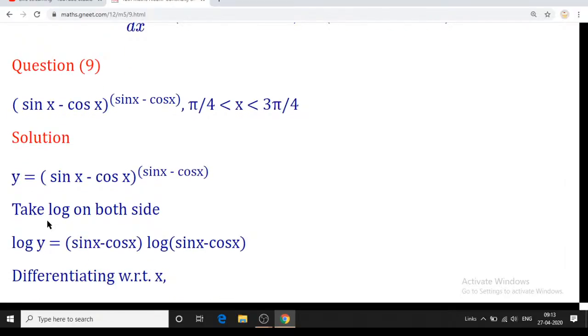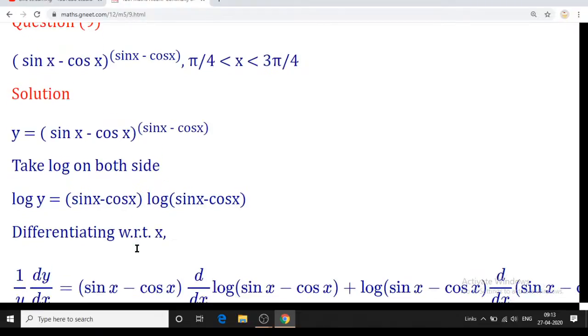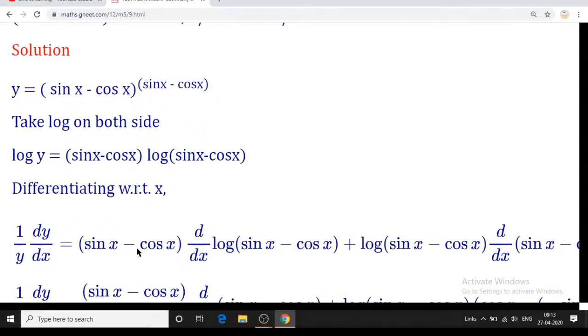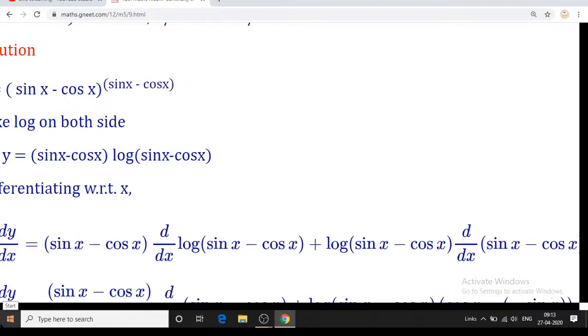So when we take a log on both sides, log y is (sin x minus cos x) log of (sin x minus cos x), because this power comes as a coefficient at the front when we differentiate. Derivative of the first factor times log of (sin x minus cos x), plus log of (sin x minus cos x) times the derivative of (sin x minus cos x).